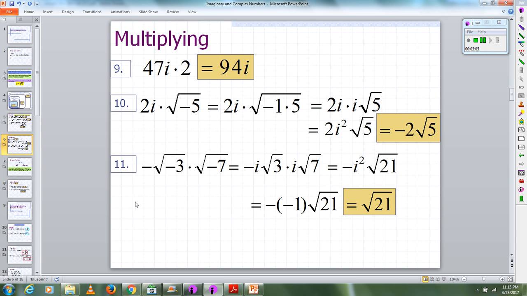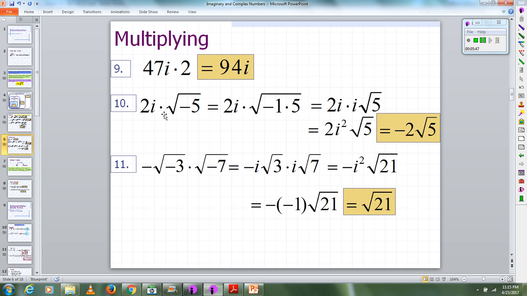Let's look at the next example. Now we are going to multiply two imaginary numbers. So we have 47i times 2. When you multiply, you multiply the real number with the real number and the imaginary with the imaginary. Right here we only have one imaginary part, the i, so the i just stays. So we take 47 times 2, which gives you 94, and then just bring the i along. So we have 94i as the product.